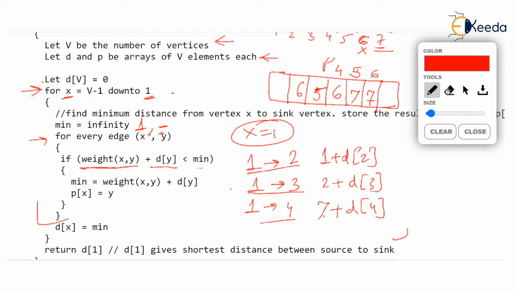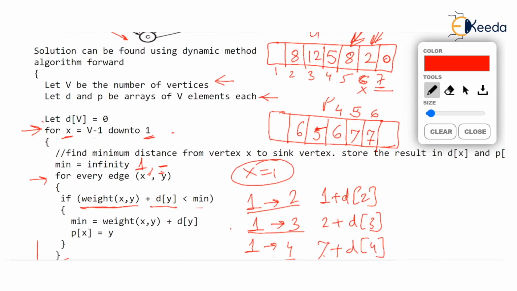But d2 has been found in the earlier pass. d2 is 8. So this is going to be 1 plus 8, which is 9. And d3 has been found in the earlier pass. It is 12. So this is going to be 2 plus 12, which is 14. And finally, d4 also has been found out, which is 5. So this is going to be 7 plus 5, which is 12.